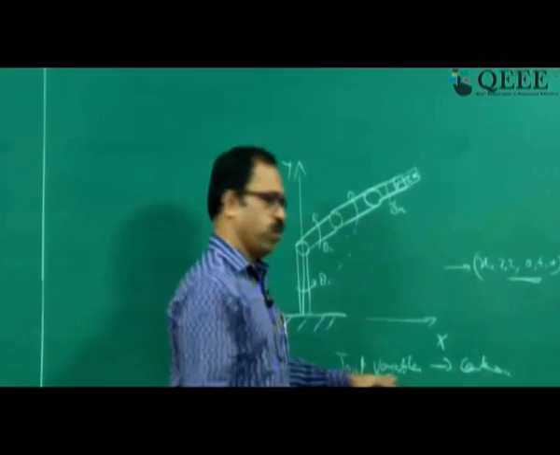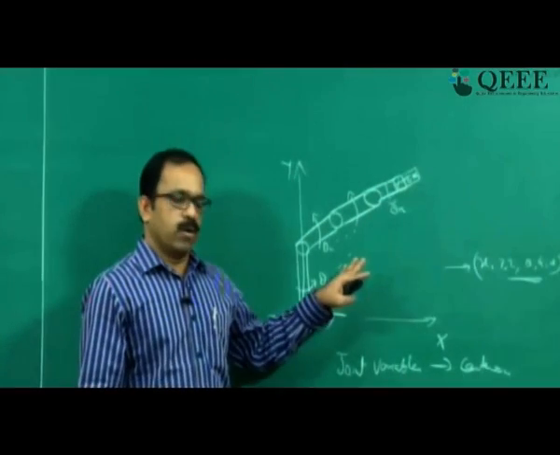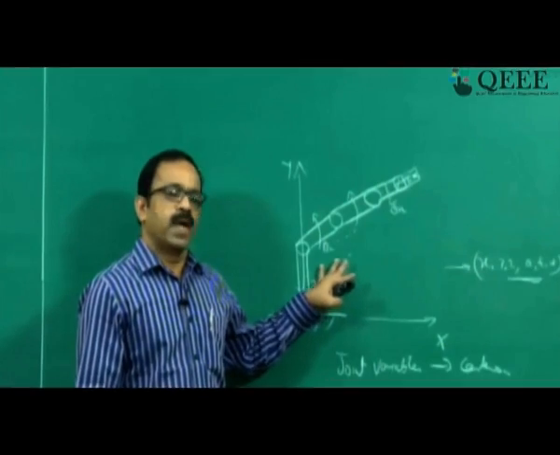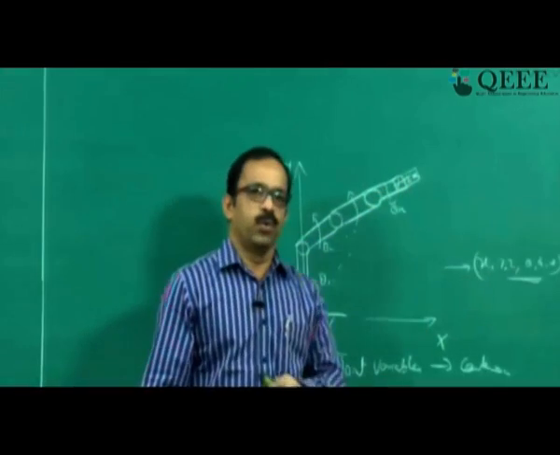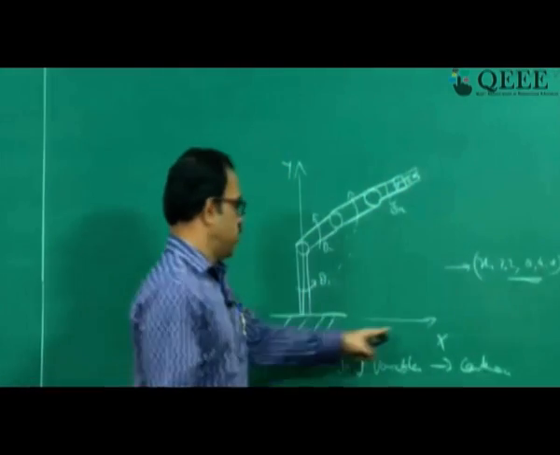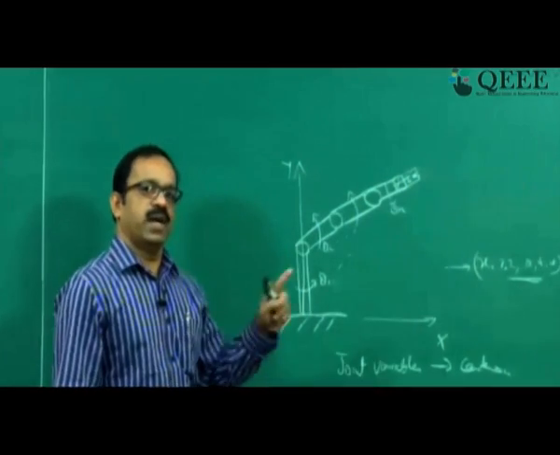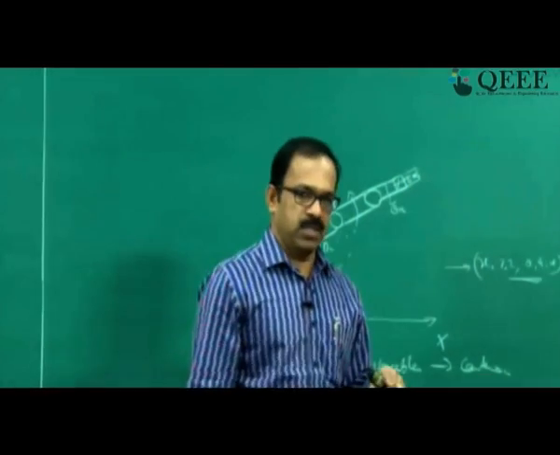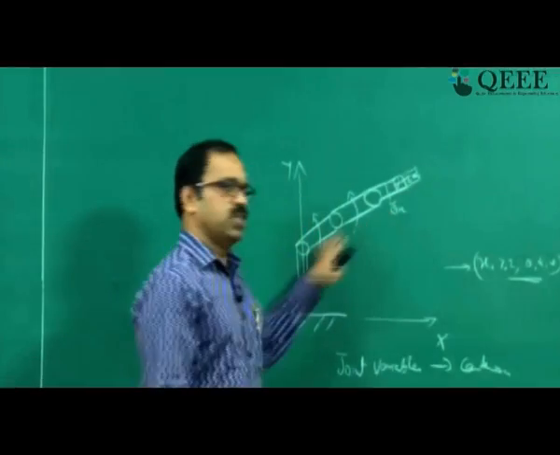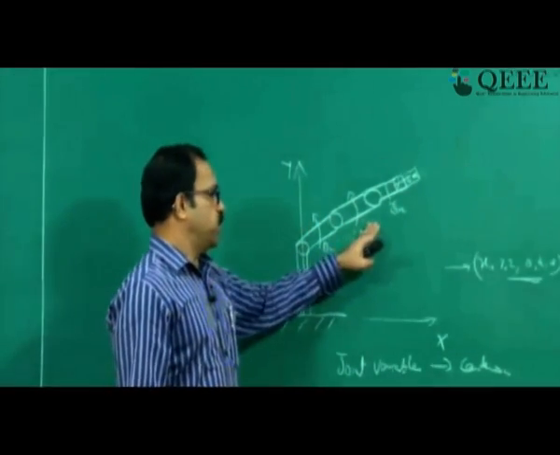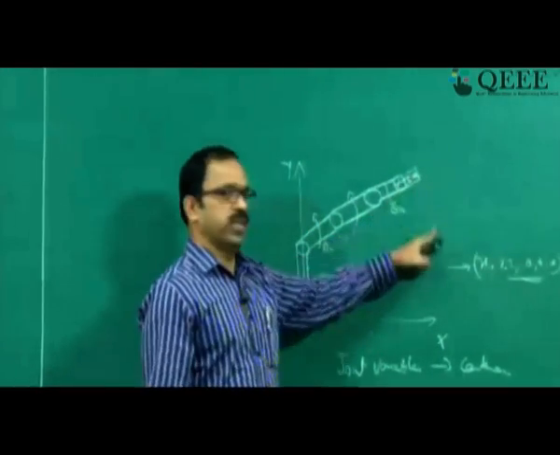Given the vector of joint variables of a robotic manipulator, determining the position and orientation of the tooltip with respect to the base frame is known as the direct kinematics problem. That means if you know these variables, how do you find out the position and orientation of the tooltip?